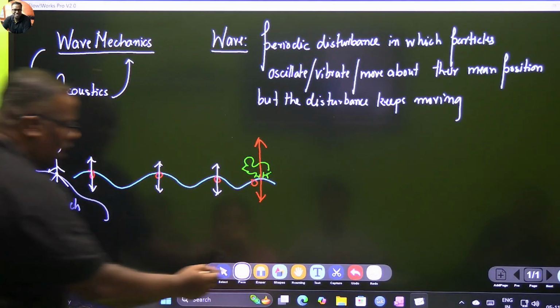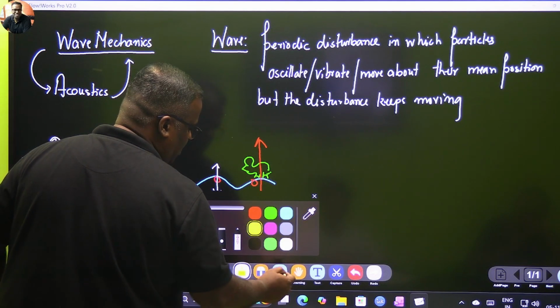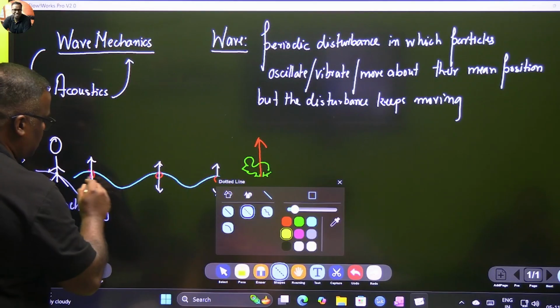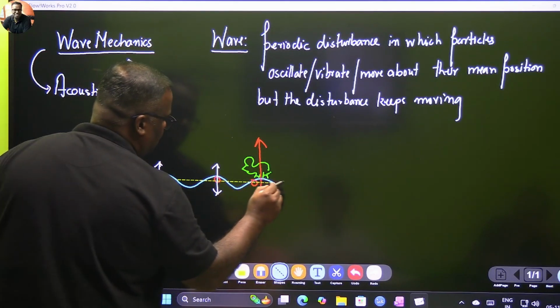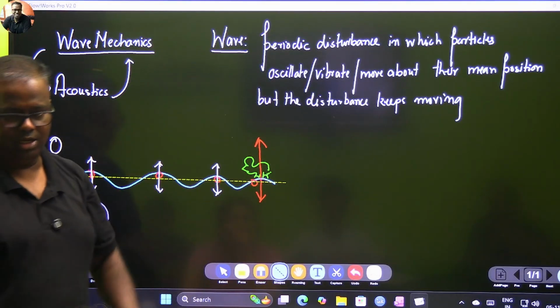Sir, what do you understand by mean position? Let's say I find a position something like this. Let's say this is my mean position. The duck keeps bobbing up and down on this very position.